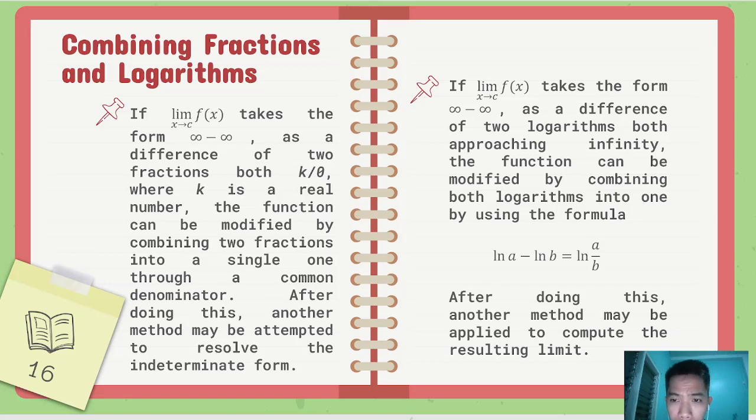Or if a limit of f of x as x approaches c takes the form infinity minus infinity as a difference of two logarithms both approaching infinity, the function can be modified by combining both logarithms into one by using the property of logarithm: ln of a minus ln of b is equal to ln of a over b. So after doing this, another method may be applied to compute the resulting limit.